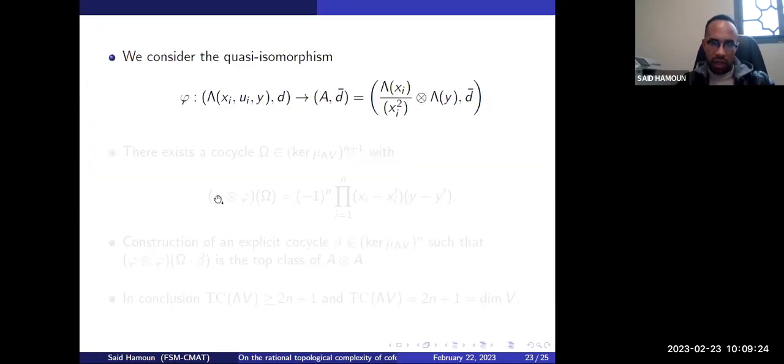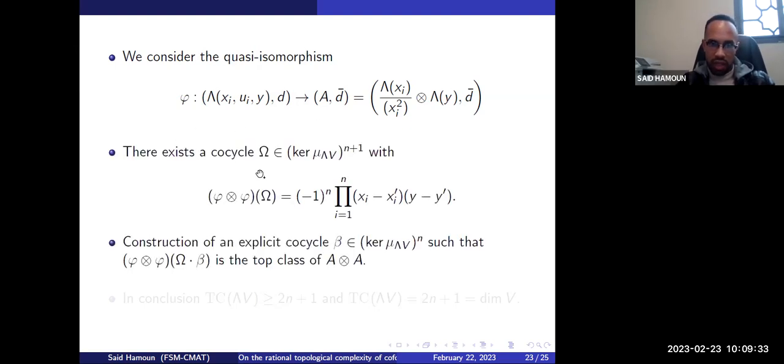For the other inequality, and as a total, we will consider the isomorphism phi from lambda V to A. And we prove that there exists a cocycle omega in the kernel of mu lambda V to the power n plus 1. And here I just want to say that this omega is the same omega used in the proof of the theorem of the lower bound that we saw previously.